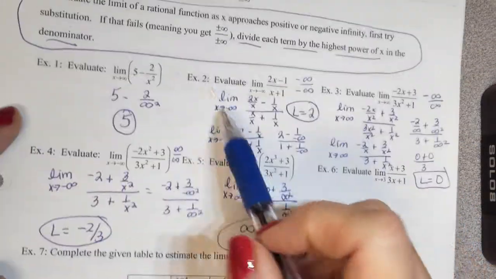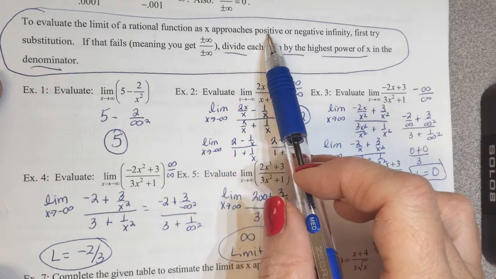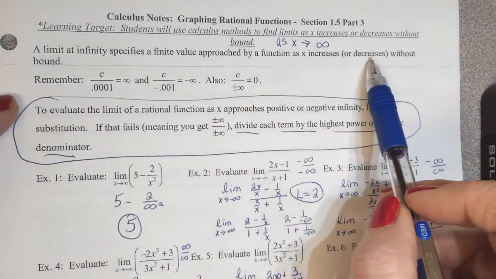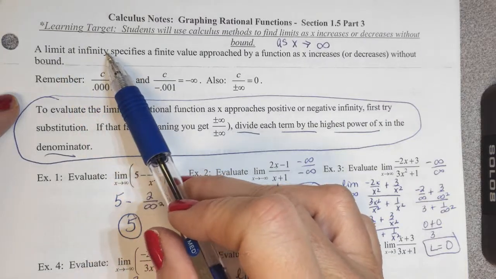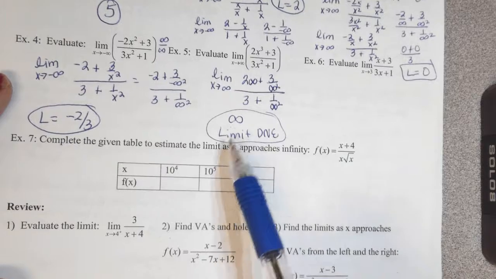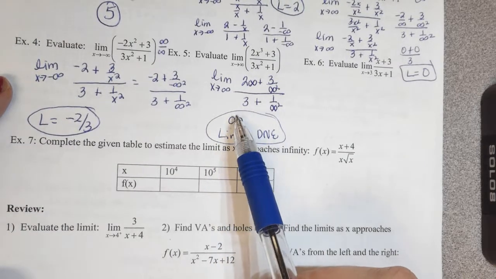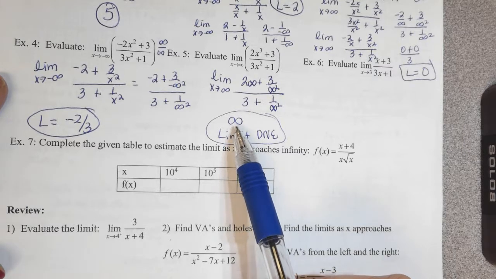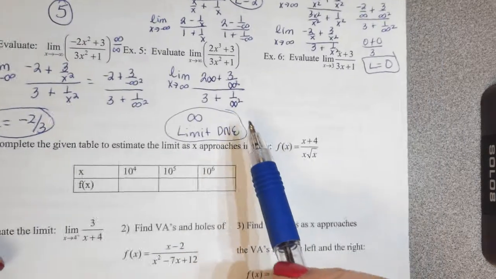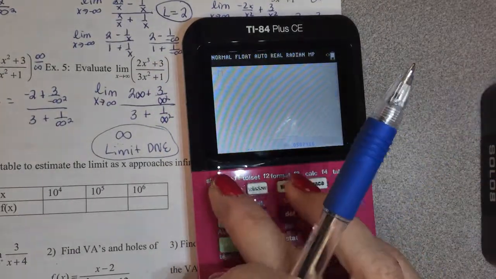Here's why. The definition of this says that the limit of a rational function as x approaches first try substitution, but up here, this is the part I was talking about. A limit at infinity specifies a finite value. Is this answer finite? No, it's infinite. But it would help us to understand the behavior of the graph, and that's why I would allow you to put infinity. Okay, but what that means is that this function actually just goes on and on and on.